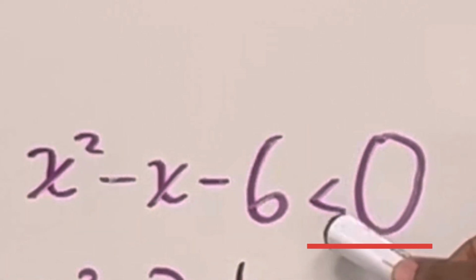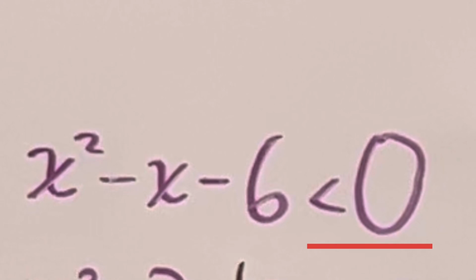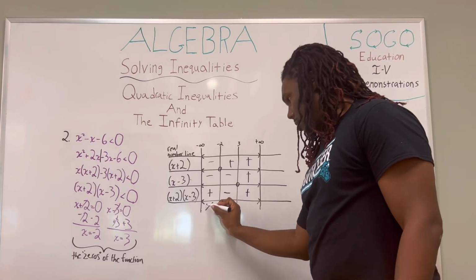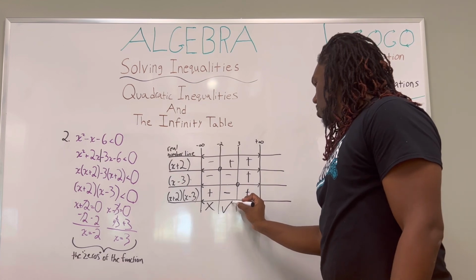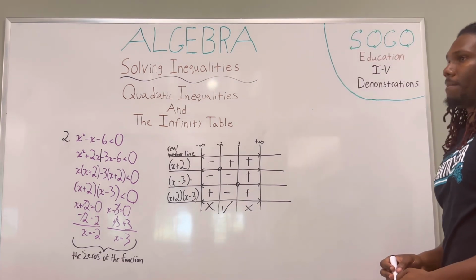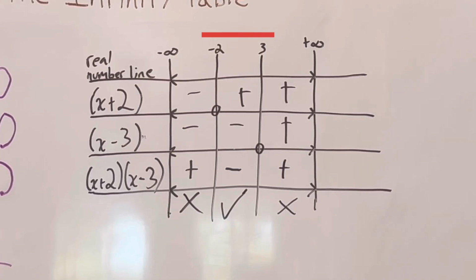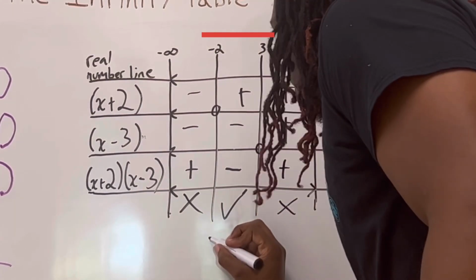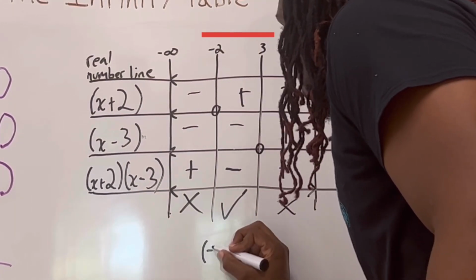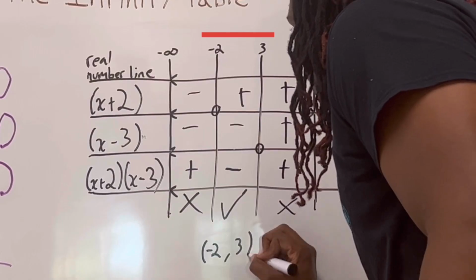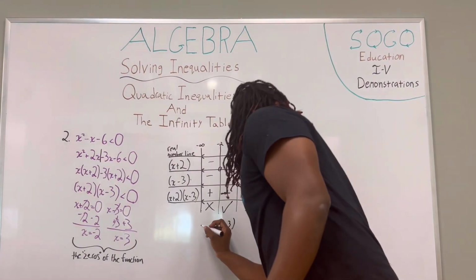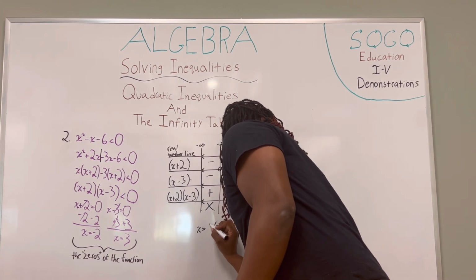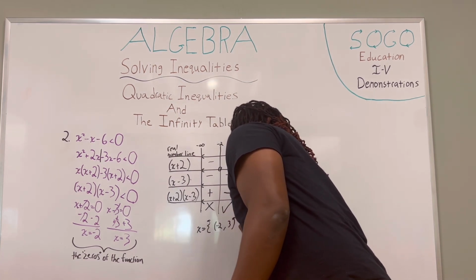Now, what do we want? Negative, less than 0. That's what we care about. We don't care about the positives. Check for the negative, because that's what we want. So that's the only interval that we're paying attention to. And when you look at the top of the table from the checkbox, you can see that that interval is -2 to +3. Boom, we have our set of x values that satisfy the quadratic inequality.